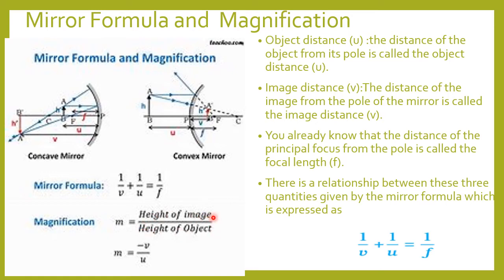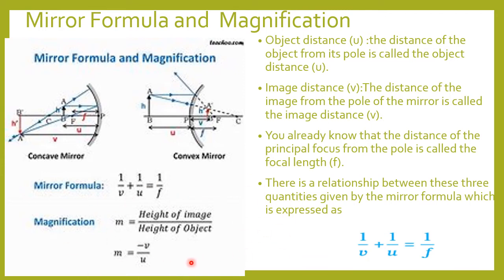Height of image, I told you, we take it as h dash. Height of image is taken as h dash, and height of object is taken as h. So this formula you can also write as M is equal to h dash upon h, and it can be modified, and we can write it as M is equal to minus V upon U. So this is your magnification formula.